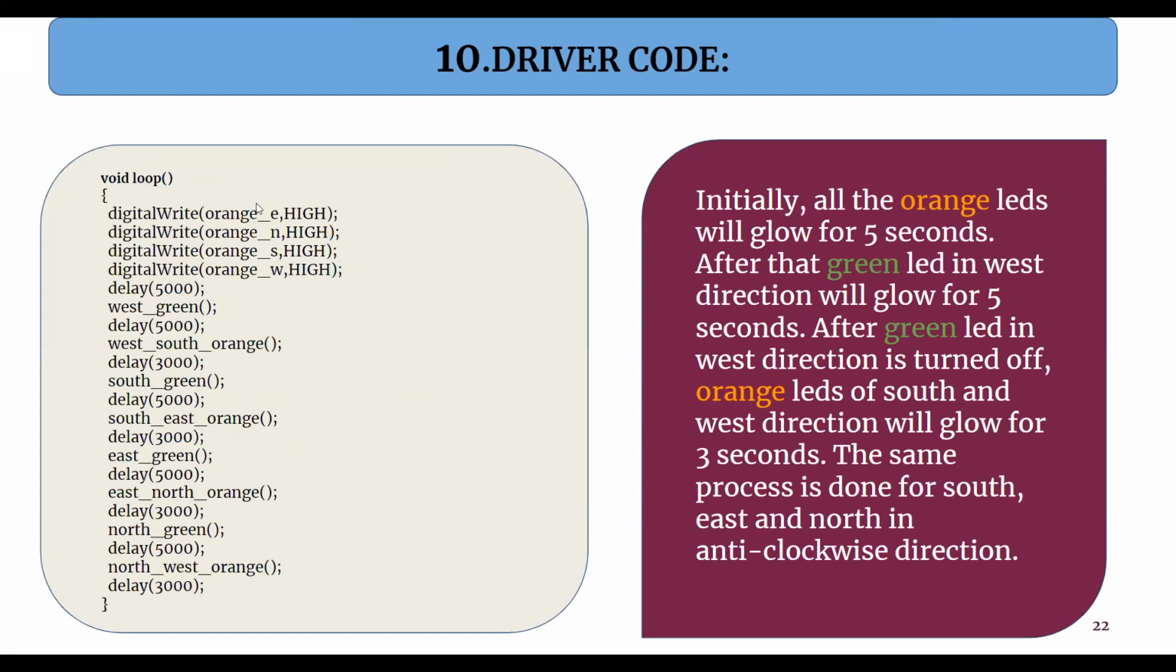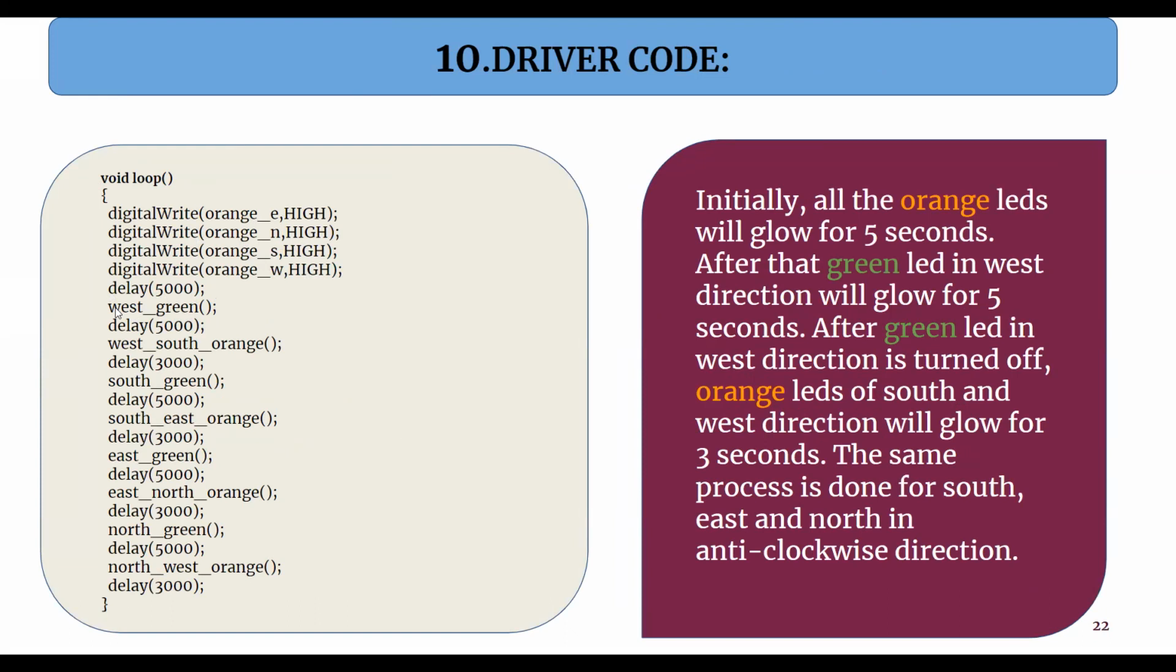Initially we said that all the orange bulbs should be high, meaning turned on, for 5 seconds. So we have created a void loop, and here we have given high for every orange bulb in all directions for 5 seconds. We have set the delay as 5000 milliseconds. After that, we are running in an anti-clockwise direction, that is west, south, east, and north.